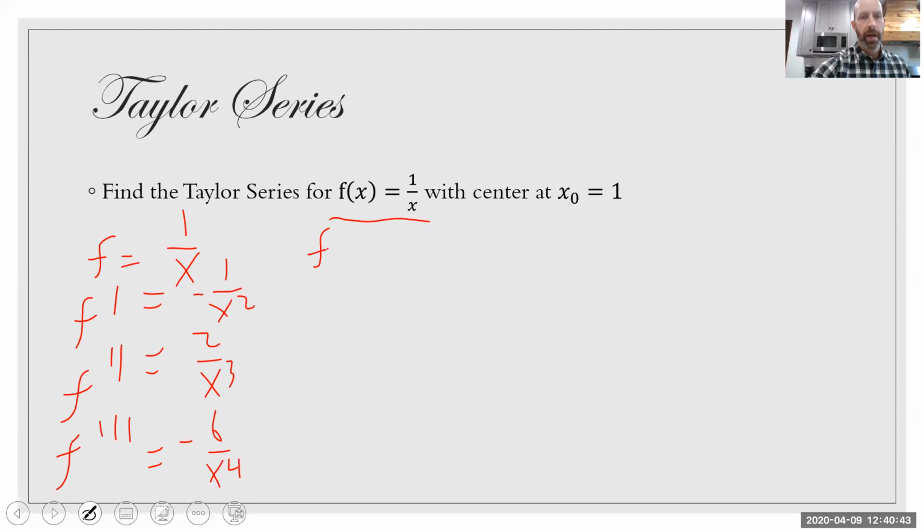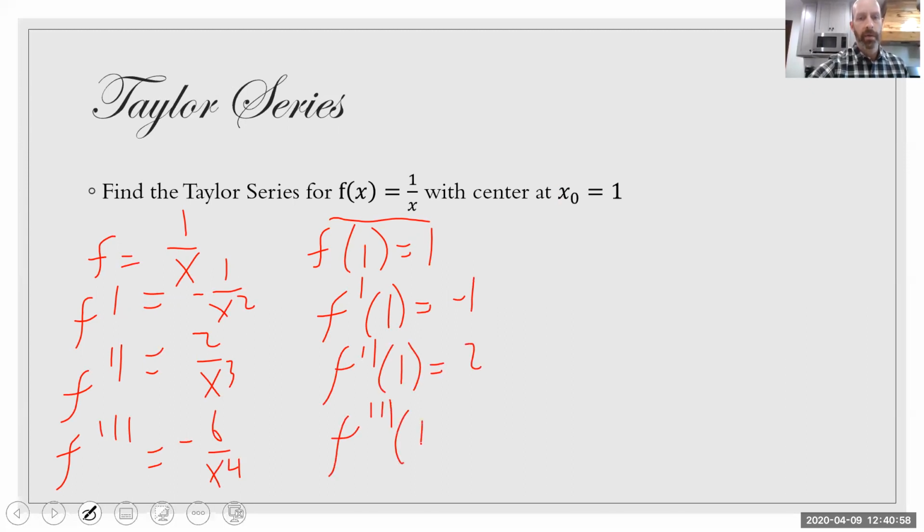Then you want to evaluate those functions. So f of 1 is 1. f prime of 1 is negative 1. f double prime of 1 is 2. And f triple prime of 1 is negative 6. So now we can use all of that information to say that f of x, which is equal to 1 over x, could be built up using the following.